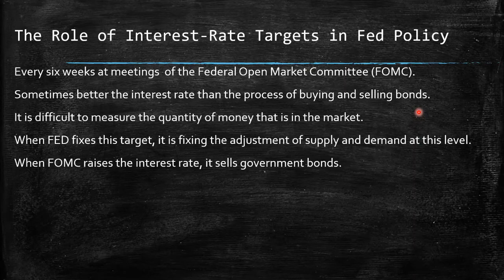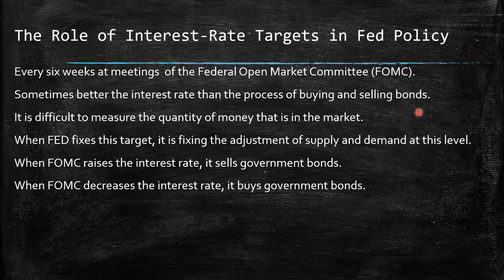And when FOMC raises the interest rate, it sells government bonds. Why? Because when it sells government bonds, this is like taking money out of the market, and implicitly the money supply is going to the left, and then you are going to face a higher interest rate and a lower quantity of money in the economy. And when FOMC decreases the interest rate, it conversely buys government bonds.